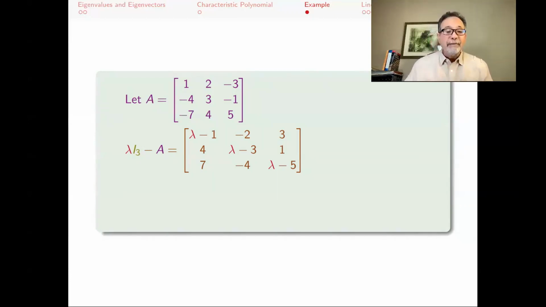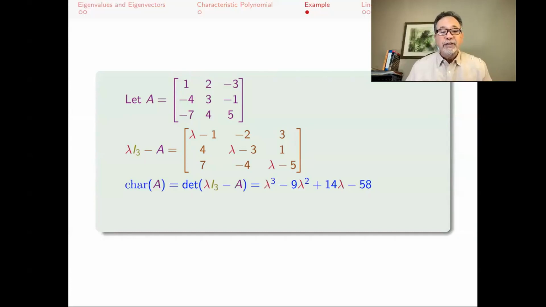So again, when we find the determinant of this matrix, you can use cofactor expansion, or you can do elementary row operations and keep track of what happens to the determinant as you go along. I'm not going to do that in public. There's some things you have to do in the privacy of your home. You get this polynomial, as long as I've not made an arithmetic mistake, which I may have: lambda cubed minus 9 lambda squared plus 14 lambda minus 58.